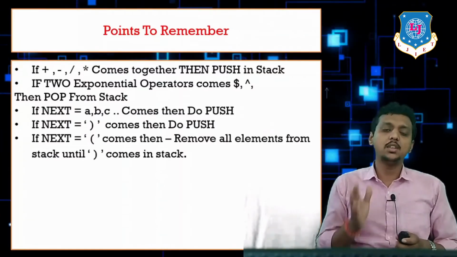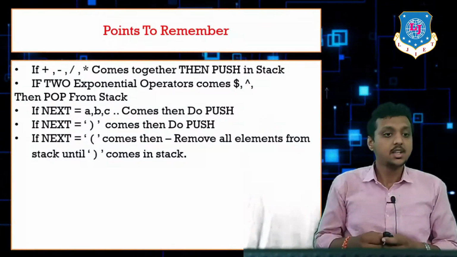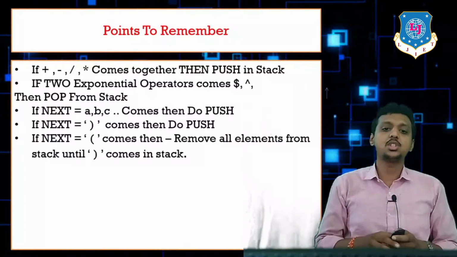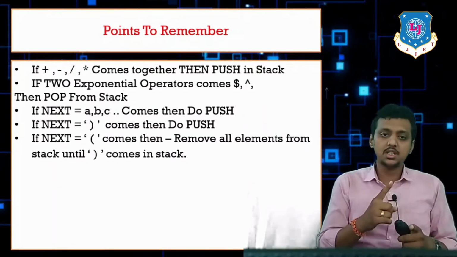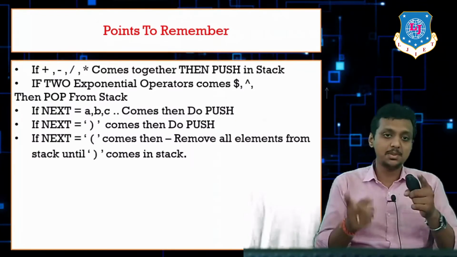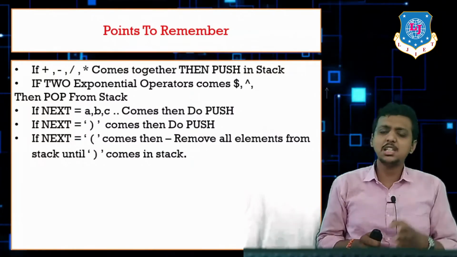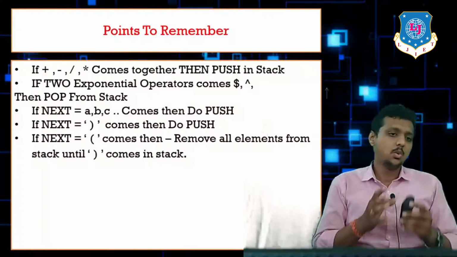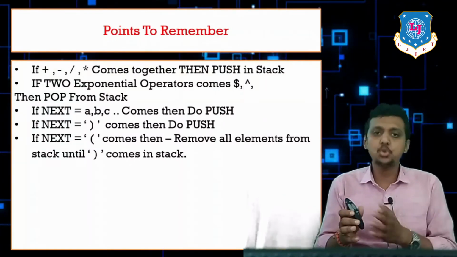So when you are doing the infix to prefix conversion using the tabulation method, always remember these points. First, when plus, minus, division, star come together, you need to push inside the stack. See, what happens in infix to postfix conversion is that we just pop them, but here we need to push inside the stack because the precedence table is reversed. Fine, so when you get plus, minus or division, star together, you just need to push inside the stack. Then when you get two exponential operators together, you need to pop one and push another.